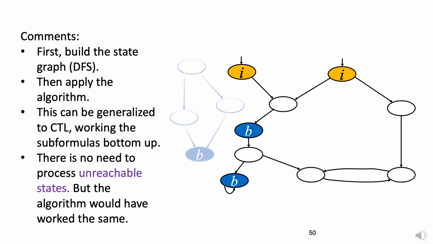An important comment that at this point may look unimportant is that we could have performed the same thing not only on the reachable states. So suppose we added some states that are not reachable, like the 4 ghost states that appear on the left.